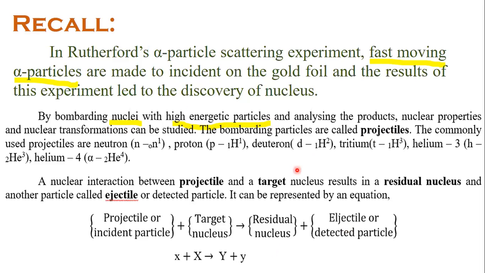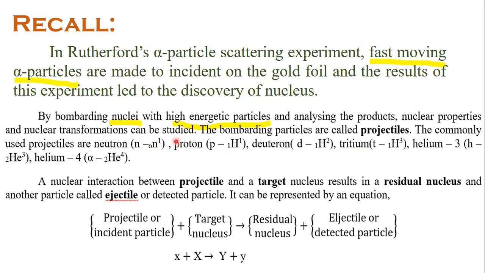And in nuclear interactions, the commonly used projectiles, high energy particles, are nothing but neutron, proton, deuteron, tritium, helium-3, helium-4, etc. So these are the light particles, and except the neutron, the remaining projectiles are positively charged particles. These positively charged particles are made to interact with the nucleus. The nucleus is again a positively charged particle.